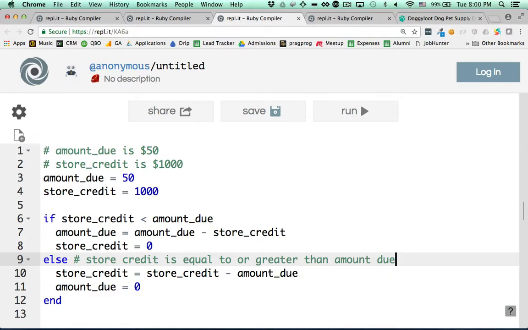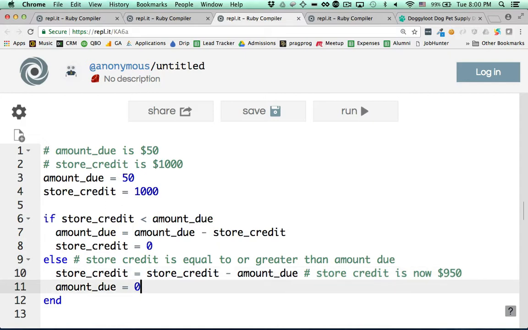In that case, we're not going to wipe your store credit down to 0, right? Because you're only using part of your store credit to cover the entire purchase. But we do have to reduce your store credit according to what you're using here. So store credit now needs to be updated to be whatever store credit minus amount due is. Basically, we're reducing your store credit by whatever you're buying. So I'm spending $50 of my Doggy Loot dollars, I think they were called. So now my store credit is what? $950. I have $950 Doggy Loot dollars.